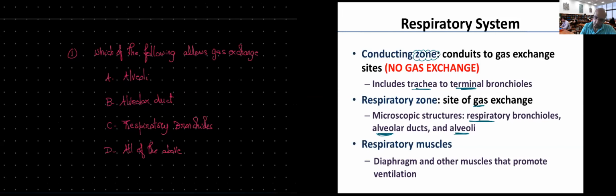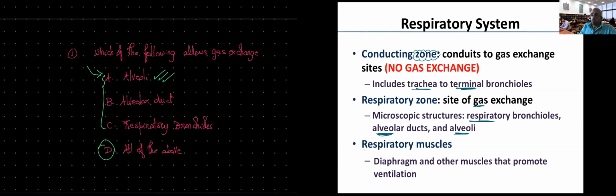All of the above, exactly. The most common wrong answer that I see on the exam is alveoli. Yes, alveoli are going to be performing most of the gas exchange, but all three are part of the respiratory zone, and all three will allow gas exchange to take place. Gas exchange mainly takes place in the alveoli, but all of them allow it to take place.